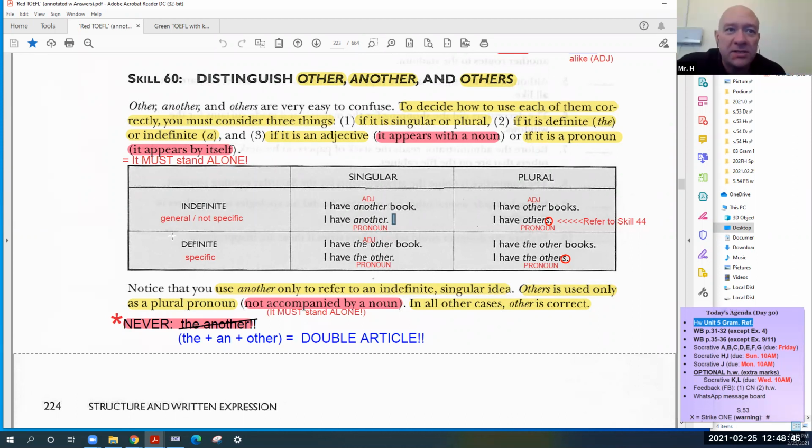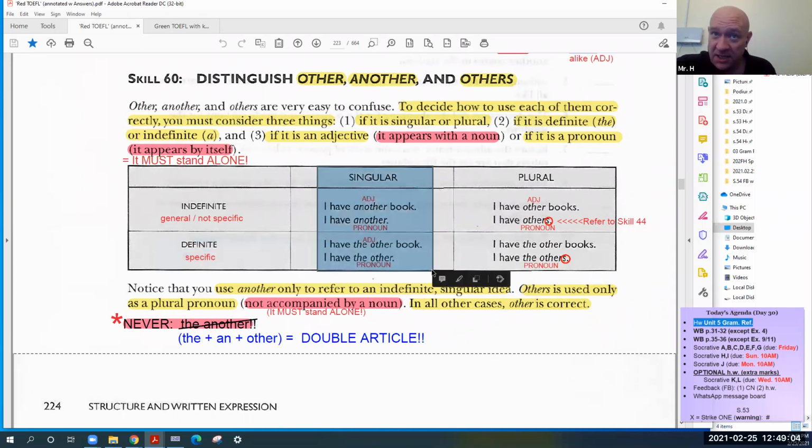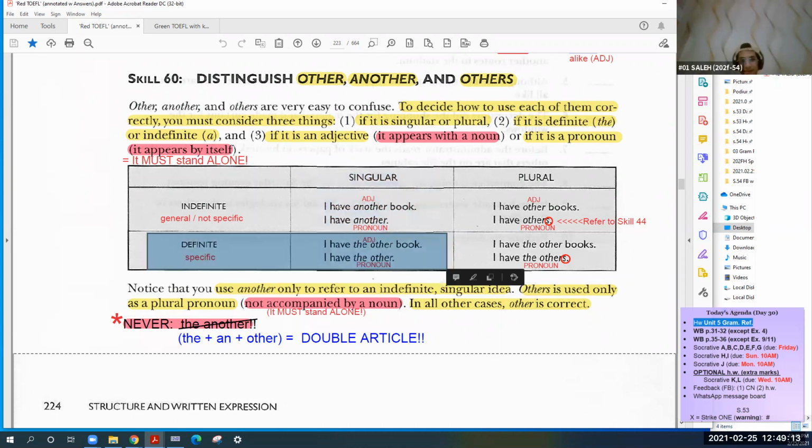Okay. So let's look at the next one here. Saleh. Definite means specific. Now, if it is singular and it is specific, go ahead. I have the other book. I have the other. Let's compare them.